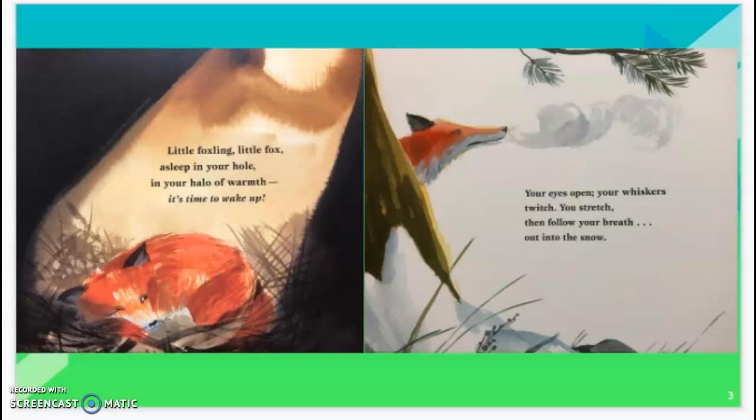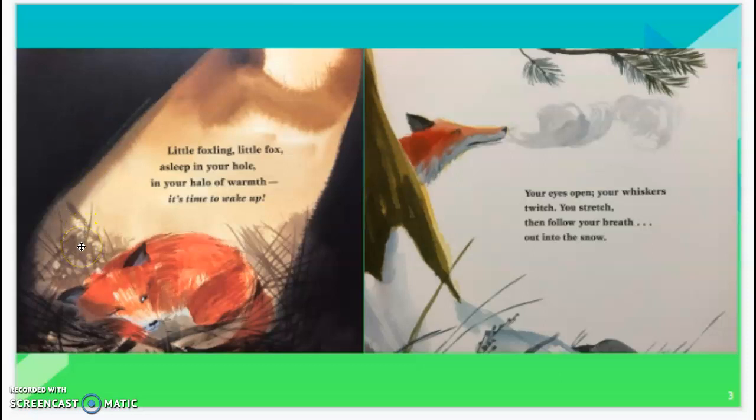The setting is the other thing that I'm looking at on this page. It says asleep in your hole, right here, asleep in your hole. I can tell from the picture that it is in a hole underground. I can tell that's the opening. This is the hole underground. It's dark on the sides. It says out into the snow.